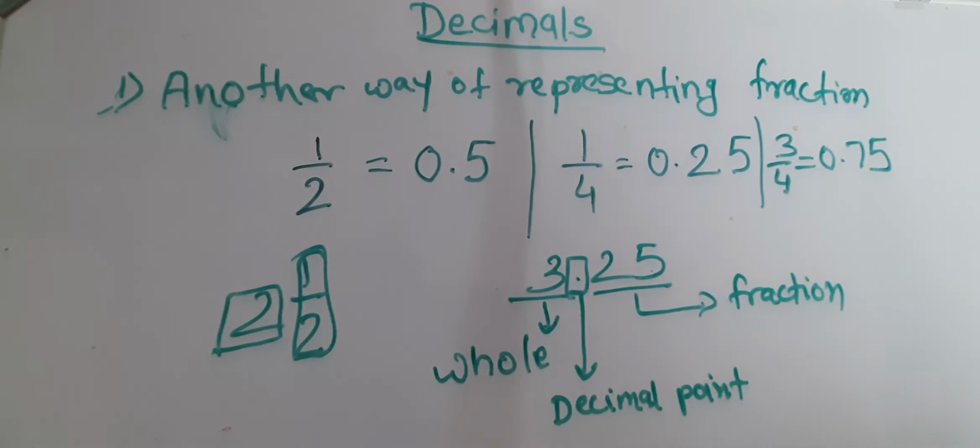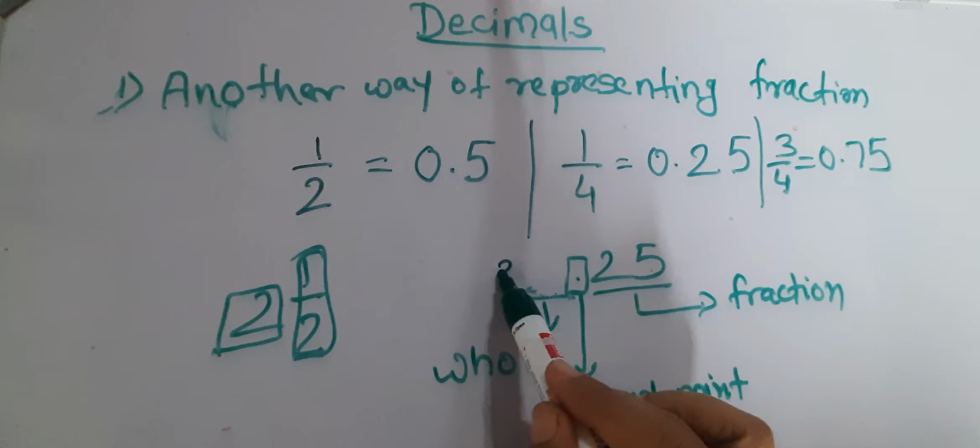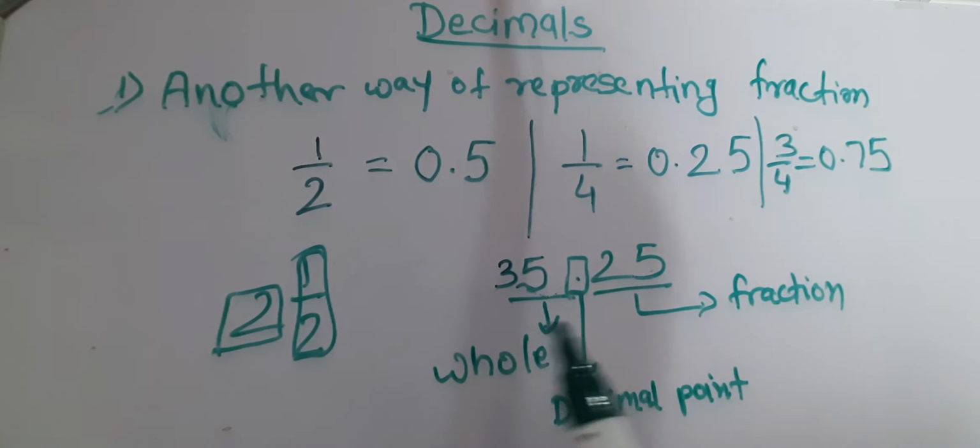Okay, so what is a decimal? A decimal is another way of representing a fraction, and a decimal consists of 3 parts: the whole number, the decimal point, and the fraction value which is after the decimal point. Okay, and how do we read it? We read it 3.25. If it is 35 here, we read it 35.25.